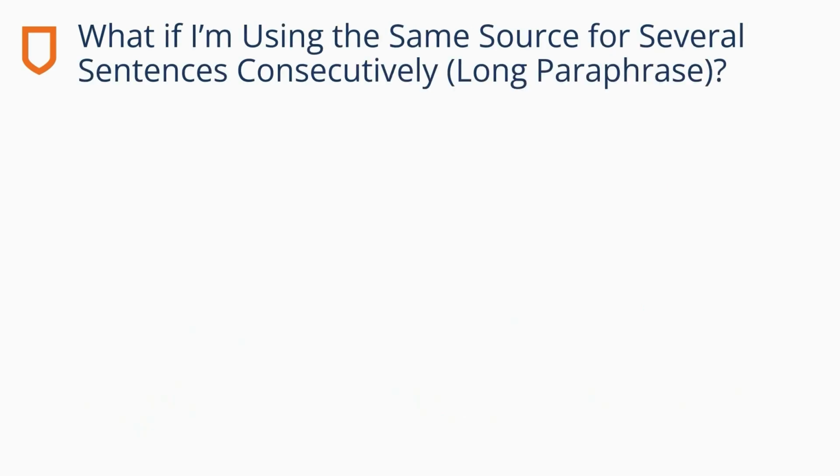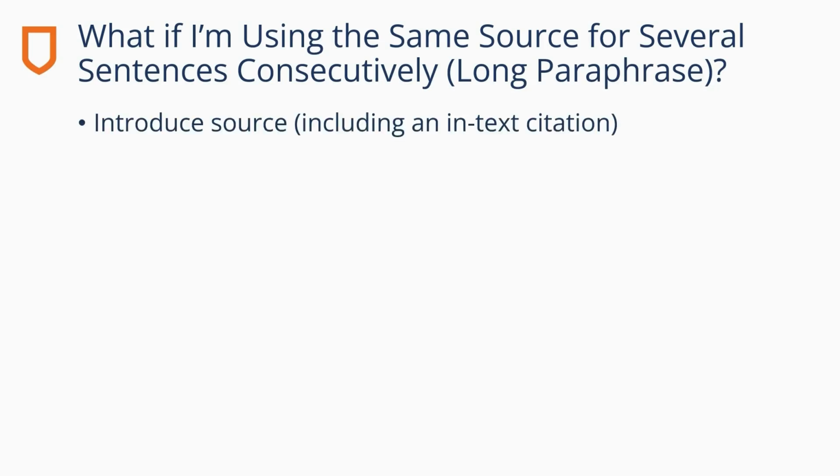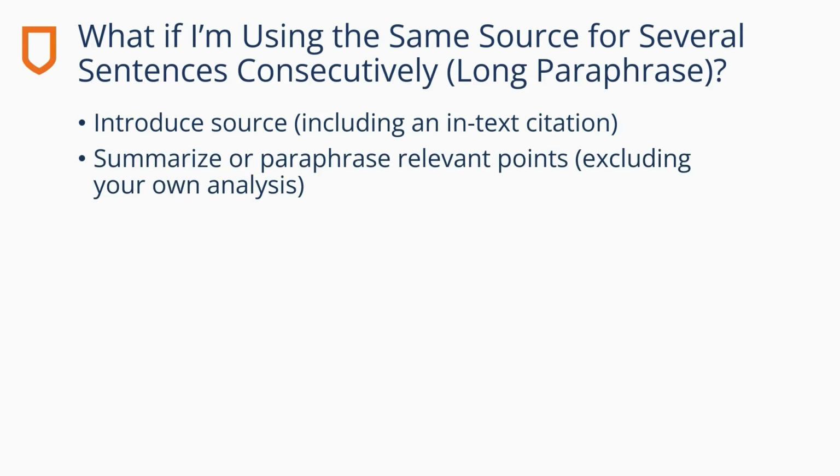A common question is how to cite a source when you're summarizing or paraphrasing it for several sentences in a row. It may seem at first glance that you need to cite every sentence, but this isn't always the case if you use APA's long paraphrase guidelines. Start by introducing the source, including an in-text citation, usually narrative, such as Velez et al. (2018) found that, which we'll see on the next slide. You're then free to summarize or paraphrase the author's points for the remainder of the paragraph without re-citing. Note that this would exclude your own analysis. You must only be paraphrasing or summarizing the source itself in order to use this method.